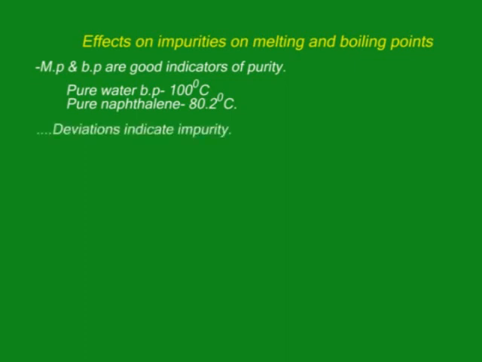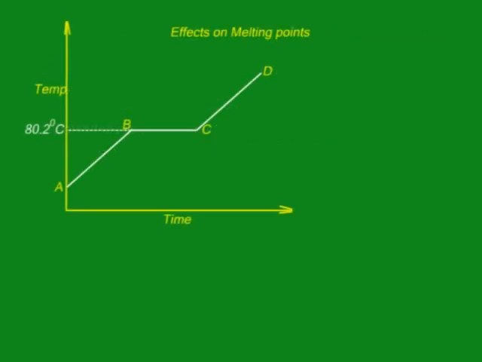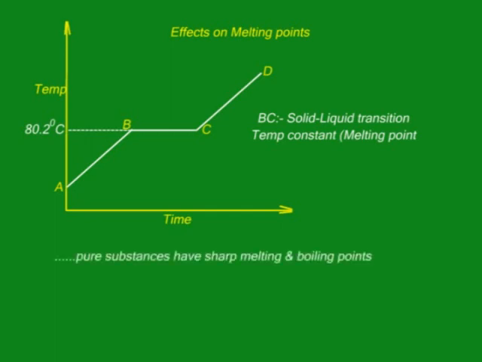We have also seen that when a substance is melting or boiling, or specifically during transition from one state to another, the temperature remains constant. Recall the graph we drew for the naphthalene. It's again shown on your screen. At phase BC, the temperature is constant and this is the melting point. Now we say that pure substances have sharp boiling and melting points.